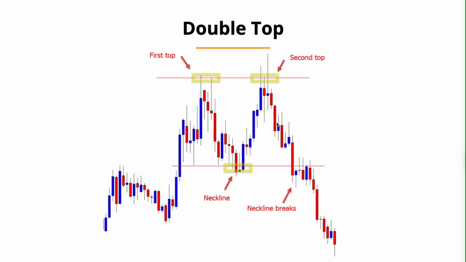The pure play, like if you picked up a textbook and read it, it would say you short when the neckline breaks, because that's saying that whoever bought it here before is gone to make that bounce. He's gone. Okay. He doesn't have as much power. And then you would put your top up here.